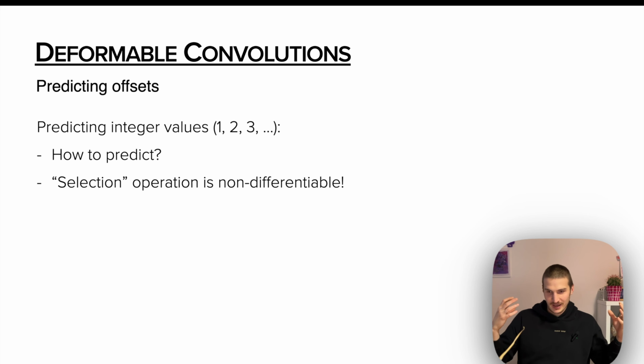We can say that, okay, I have predicted values 1 and 2, I take the offset to get the specified pixel, but then actually selecting that pixel is not a differentiable operation. So that doesn't sound like something that we can backpropagate through. So we need to find some sort of solution here.